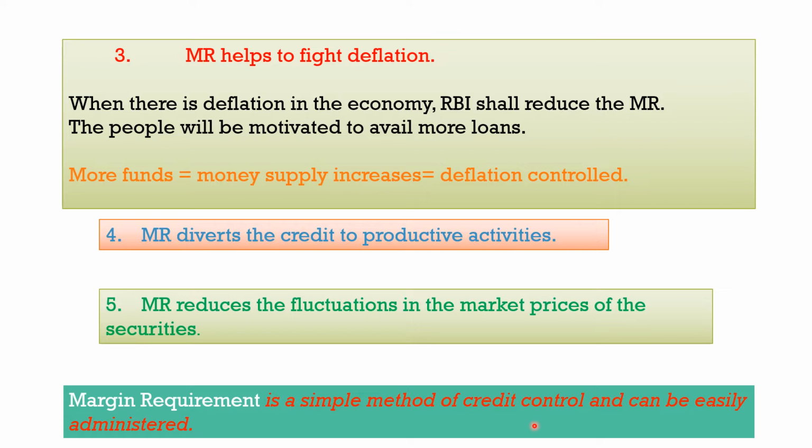So it's a very big advantage. It's not very complicated. Very simple. RBI can increase or decrease the marginal requirement of that particular sector where it wants to, and it can divert the credit from unproductive speculative areas to productive areas or towards the favorable sectors where it wants to get the money invested in.